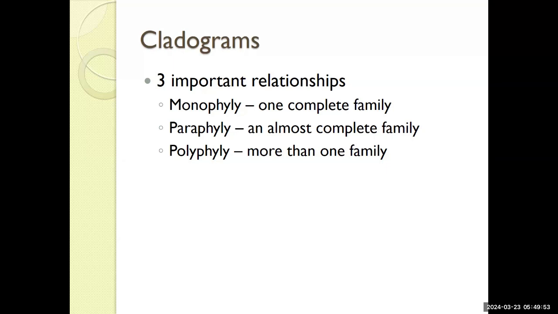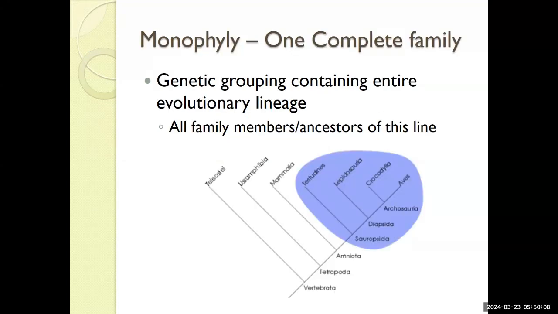Paraphyly, para, meaning kind of, sort of, describes an almost complete family. And poly, the prefix meaning many, refers to more than one family being grouped together. Let's take a look at these in turn. Monophyly would highlight in this grouping of purple the ancestor Sauropoda and every branch that came after that.